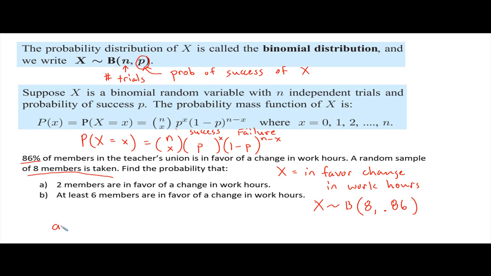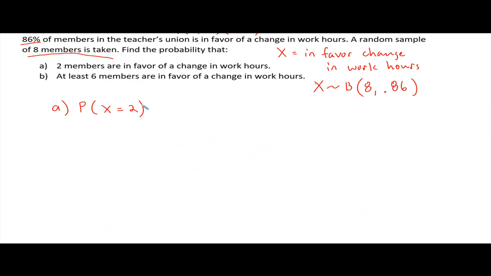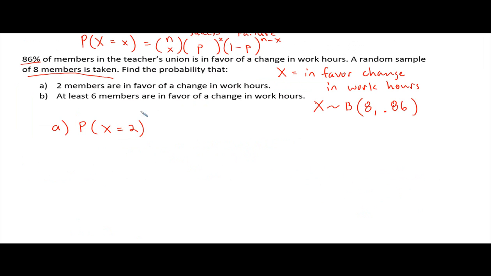Let's take a look at A. It says, find the probability that 2 members are in favor of a change in work hours. So we're trying to find the probability of exactly 2 members, so X equals 2. I want to make sure you understand what this means, so let's actually expand this. If X is equal to 2, we set up our 3 parentheses. The number of trials is 8, so that always goes here. The probability of success is 0.86.